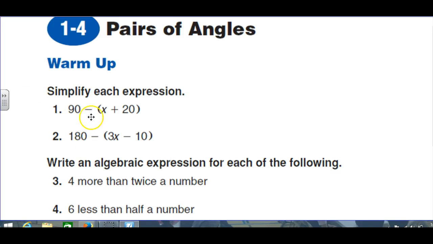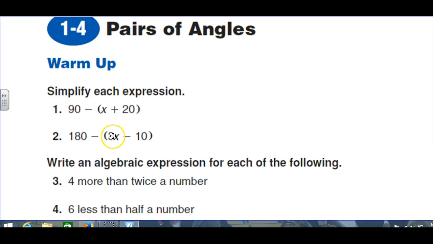What makes these tricky is this subtraction in front of the quantity. So remember, you're subtracting each of the terms inside of this group: 90 minus x and minus 20. So the answer is 70 minus x.